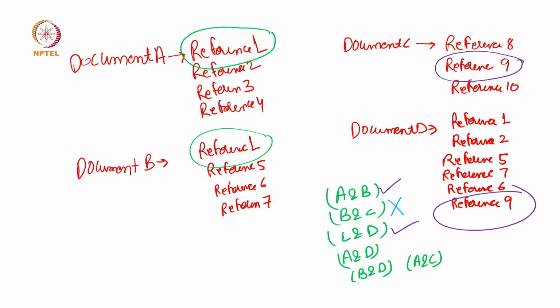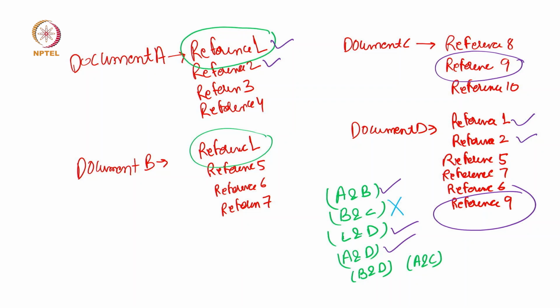So C and D is also bibliographic coupled. Then we'll see A and D. For A and D, there are 2 common references. One is this, one is this, and here 1 and 2. So A and D are bibliographic coupled.